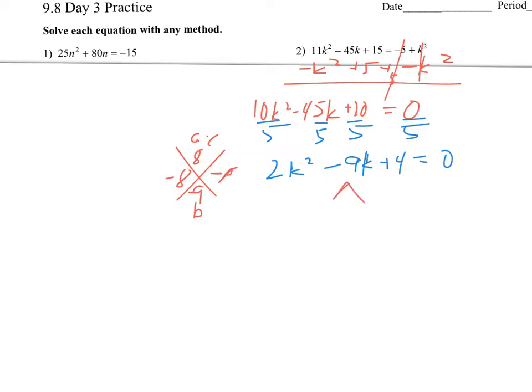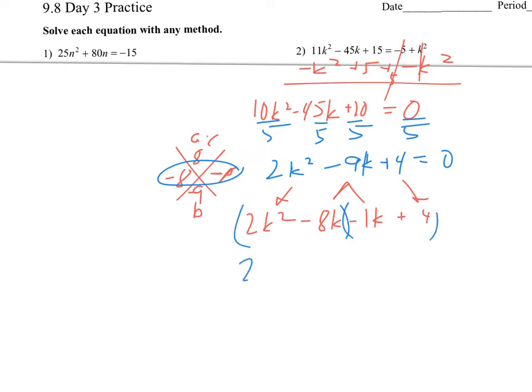So now I can split that up. I do have to use my grouping here. So negative 8k and negative 1k according to this. And I'm just going to bring this down. So I got 2k squared and I got a plus 4. So now I'm going to group here.